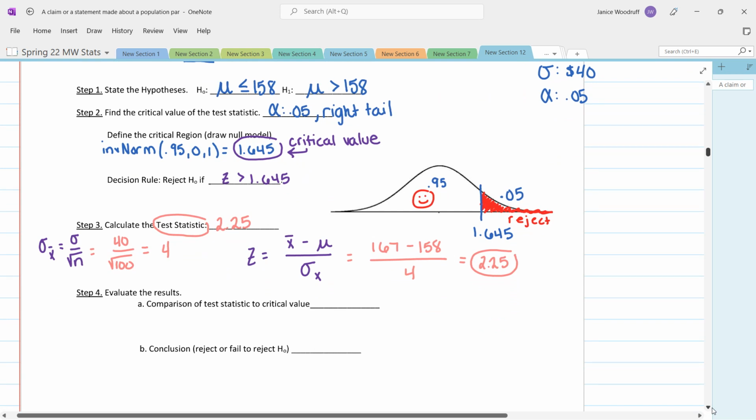Okay, so that would be another question. And then the last part, what is the result? Well, if I plot this on the normal curve, it's right here. So it's in the rejection region. So here we say, well, 2.25 is greater than 1.645. It is in the rejection region. So we say reject the null.